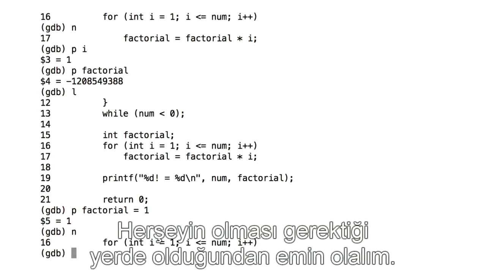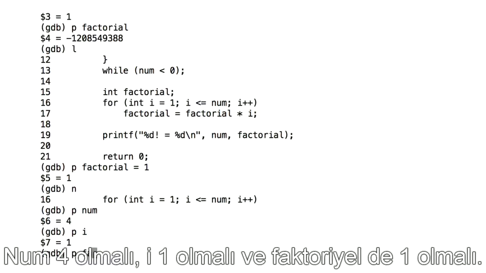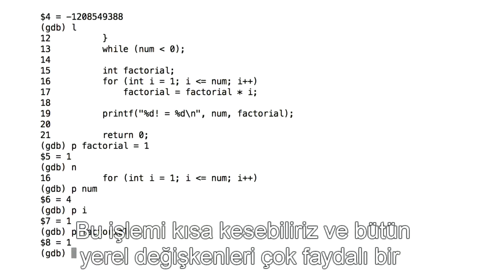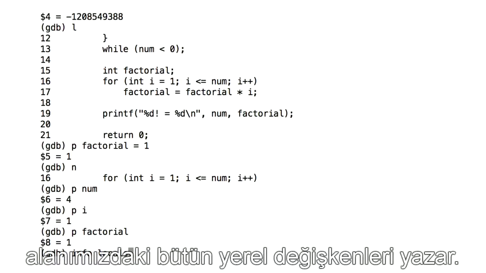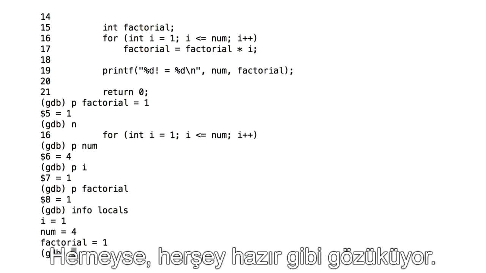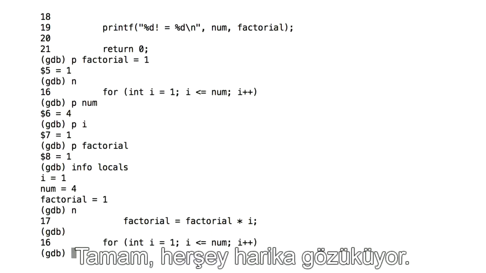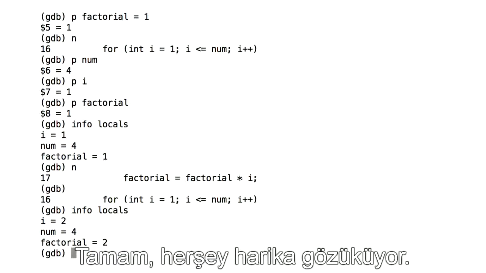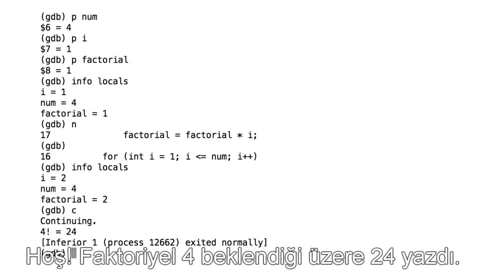Let's make sure everything's where it's supposed to be. Num should be 4, i should be 1, and factorial should be 1. We can shortcut this process and print all of our local variables with the super helpful command info locals, which prints out all of our in-scope local variables. Anyway, it looks like everything's good to go. Let's do another go around of the loop just to make sure. Okay, everything looks great. Now we can use the continue command to go to the end. Sweet! 4 factorial printed out 24, as expected.